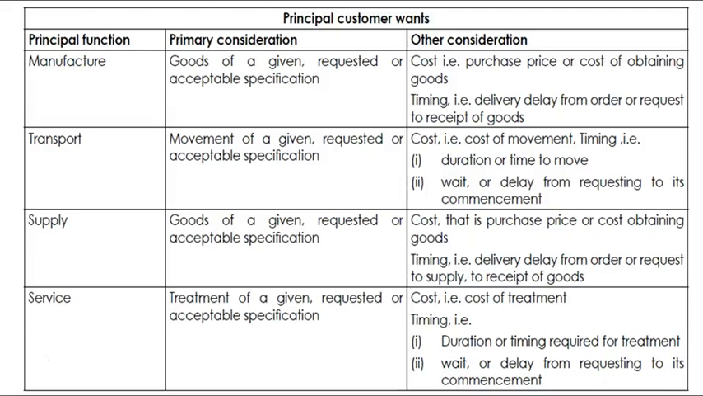So, principal customer, what he wants and what are the primary considerations. When it comes to this table, what you have to figure out is what the principal customer wants, what the needs of a particular customer are. First of all, the goods he has requested, those should be given. Goods of the specification which he has requested. Only those goods are going to be served. Nothing else.